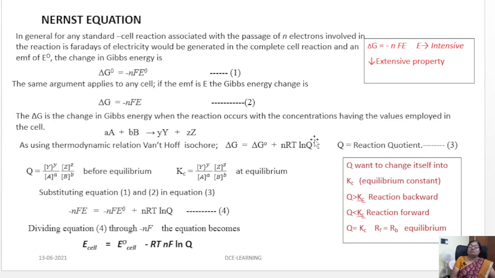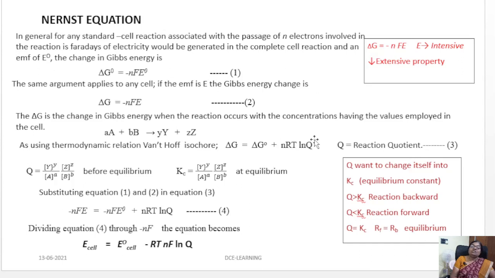At Q equal to Kc, the reaction quotient is equal to Kc. Then the rate of the forward reaction is equal to the rate of the backward reaction, and the reaction is at the equilibrium state.